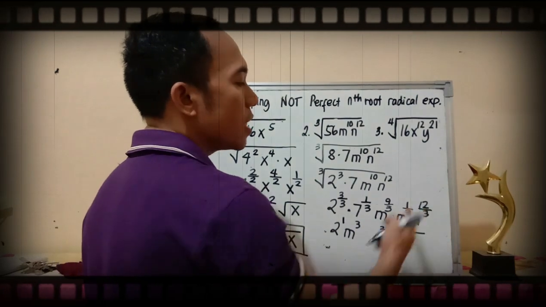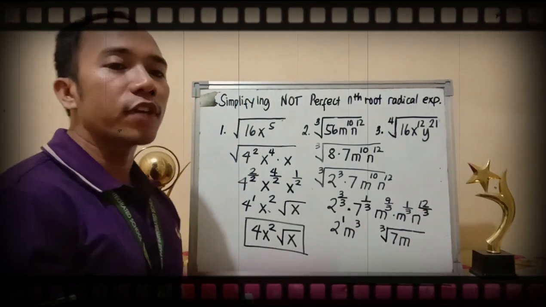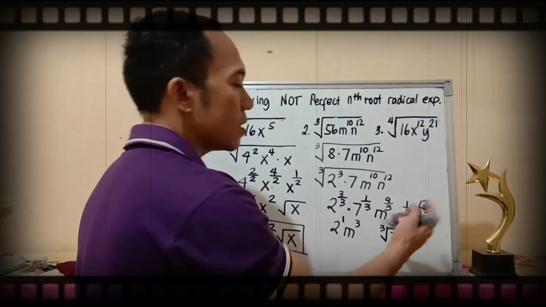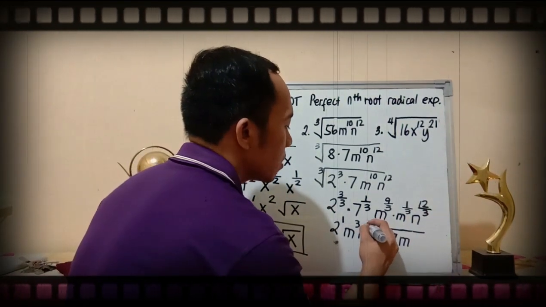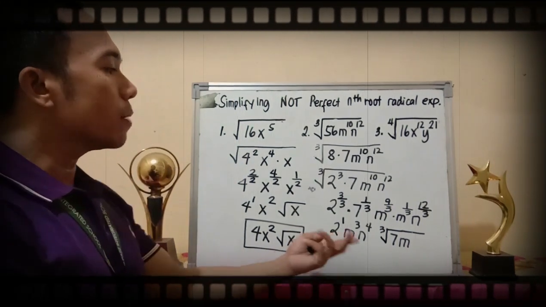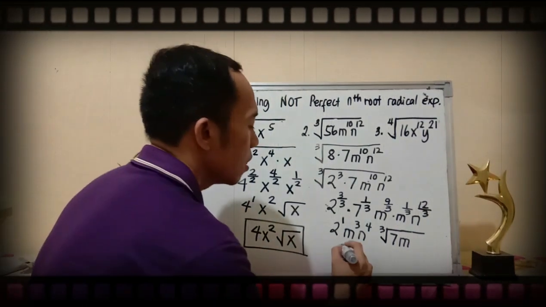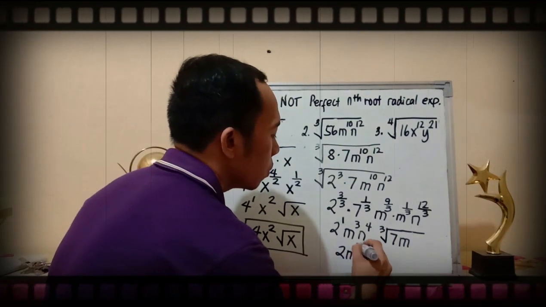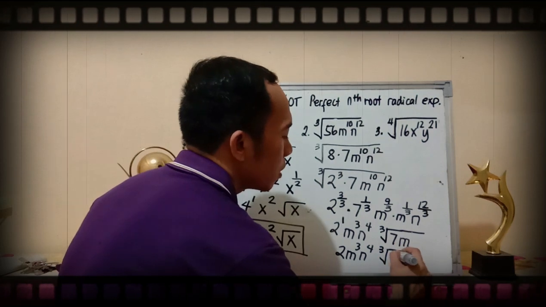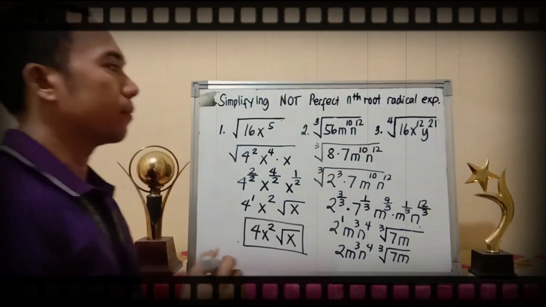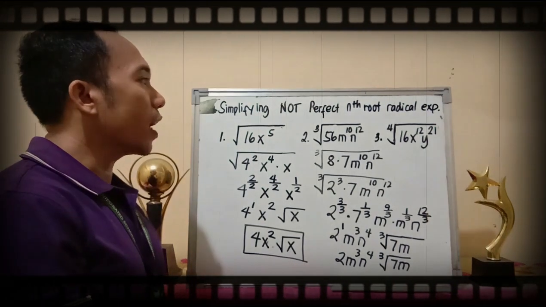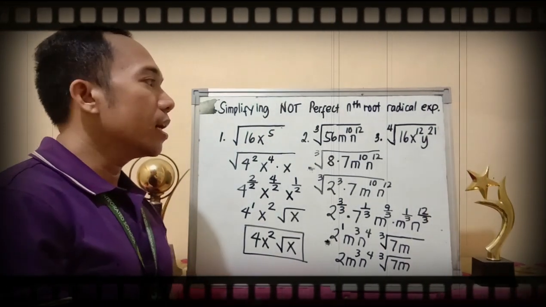And then n is perfect. Why? Because 12 can be divided by 3. 12 divided by 3 is 4. So n raised to 4. So your final answer, or simplest form, for this is 2m cubed n to the 4th times the cube root of 7m. So that's how we simplify not perfect nth root radical expressions.